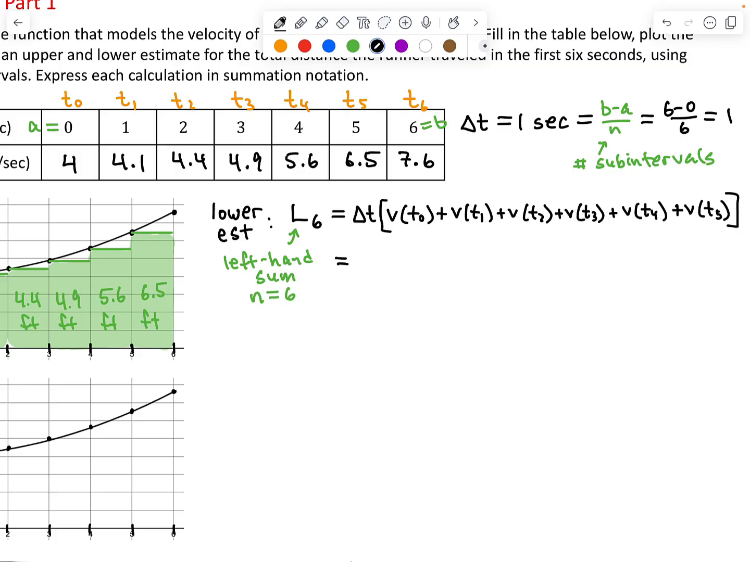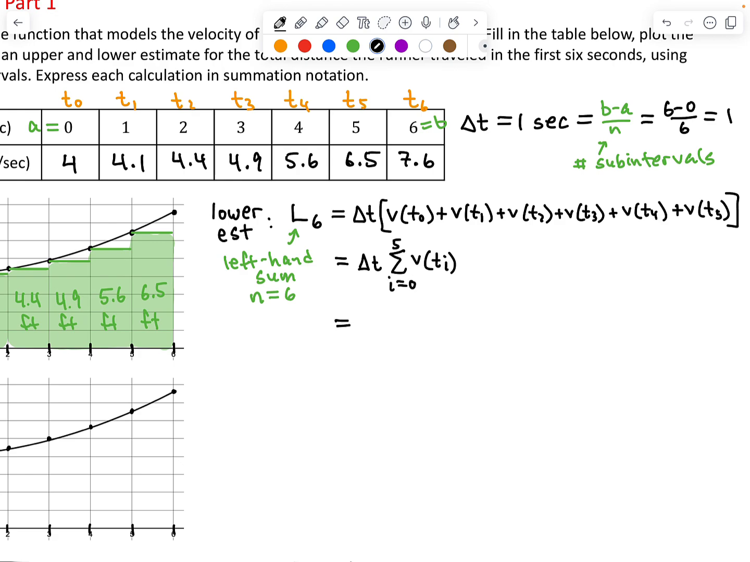Now in summation notation, we can leave the delta t in front. We have a sigma to represent we're doing a sum. And we have v of t sub i. It's the i that changes from 0 to 5 from term to term. So we can say below the sigma that i starts at 0 and ends at 5.